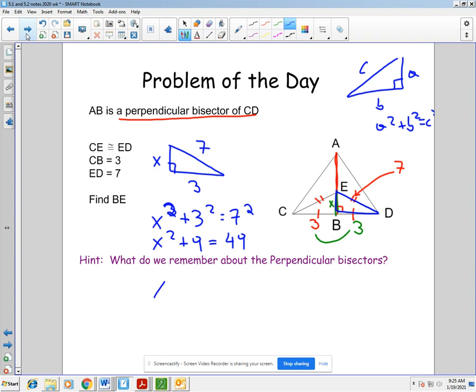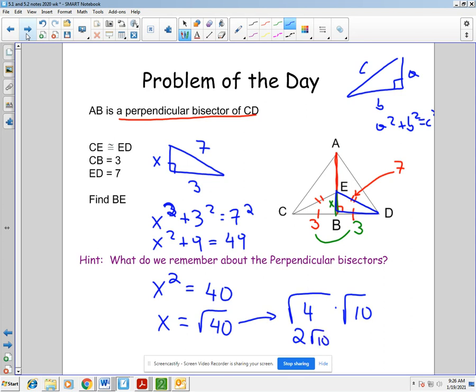Subtract 9 from both sides. So X squared is equal to 40. Okay? And square root, X is equal to square root of 40. Okay? Now, you can also simplify this. I don't know if you remember this, but 40 can be written as 4 times 10. So you can also rewrite this as 2 radical 10. So how long is segment BE? Segment BE is equal to 2 radical 10. Okay?